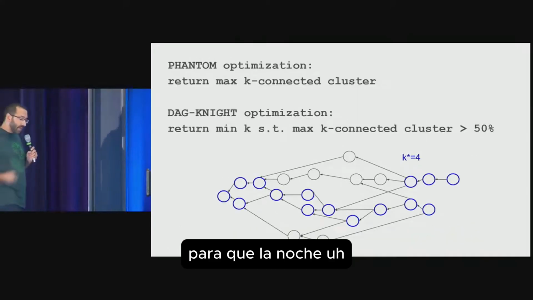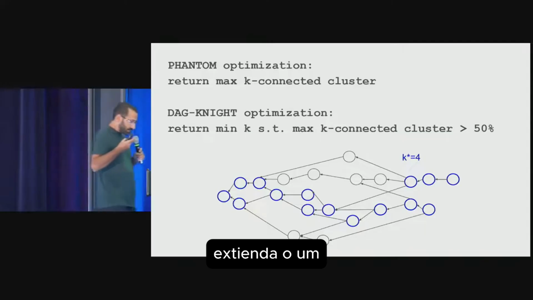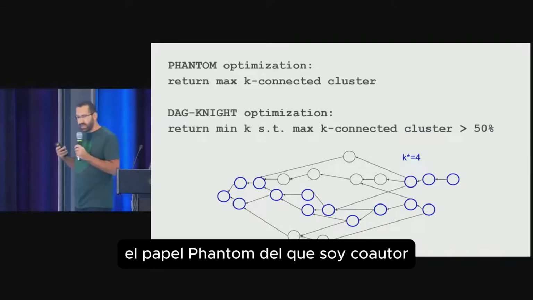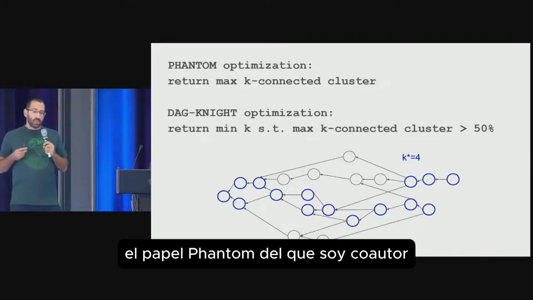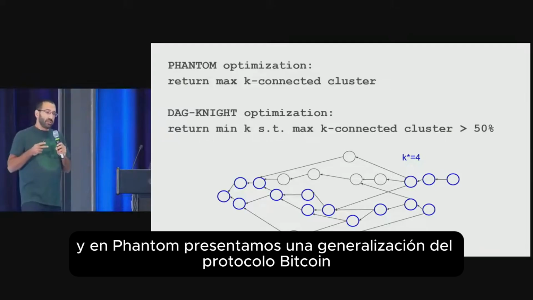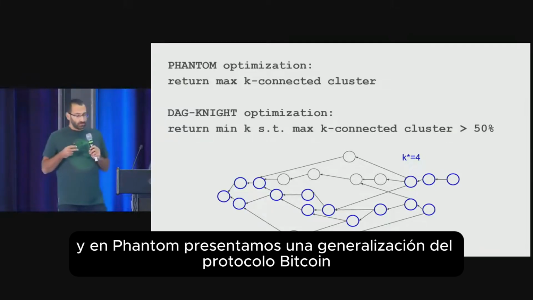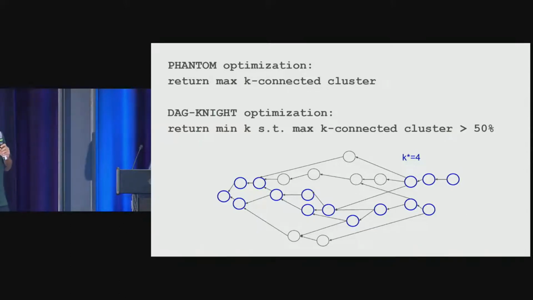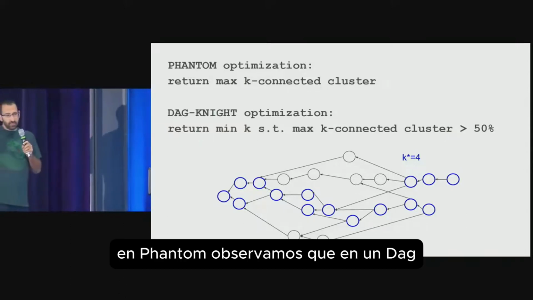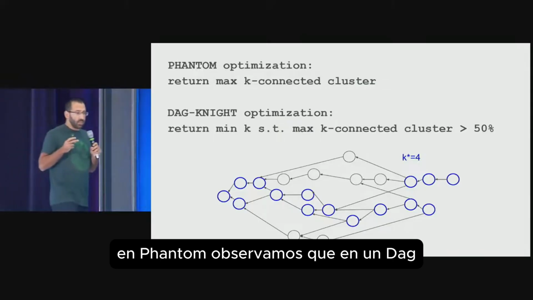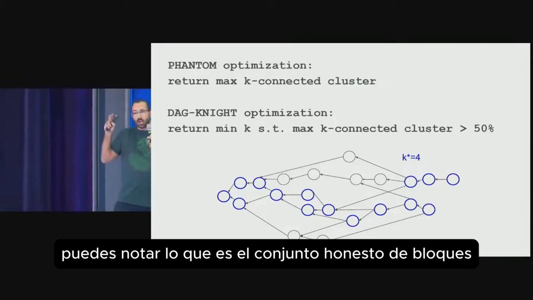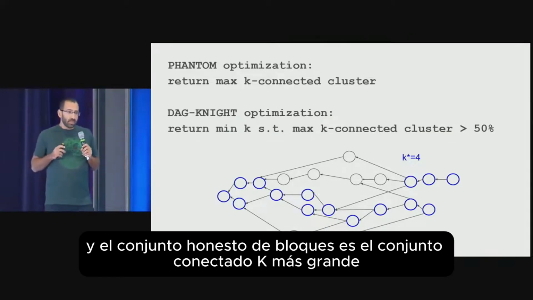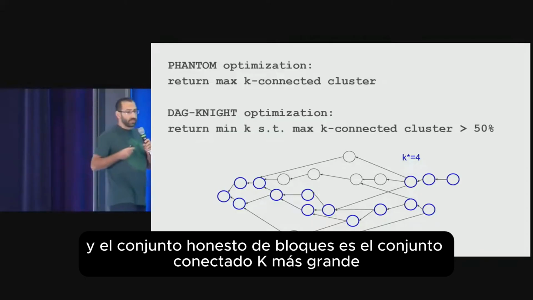So DAG Knight was built upon previous work, the Phantom paper, which I co-authored. And in Phantom, we presented a generalization of the Bitcoin protocol. Without getting into too much detail, just using intuition, in Phantom we observed that in a DAG, you can notice what the honest set of blocks is. And the honest set of blocks is the largest K-connected set.